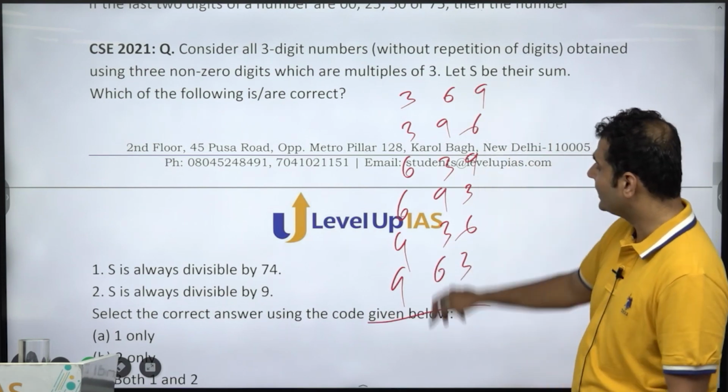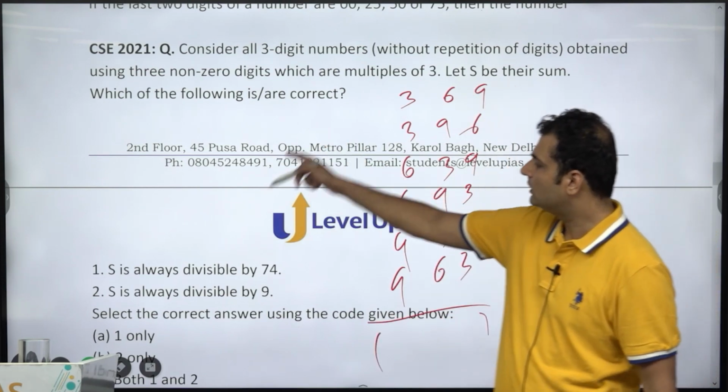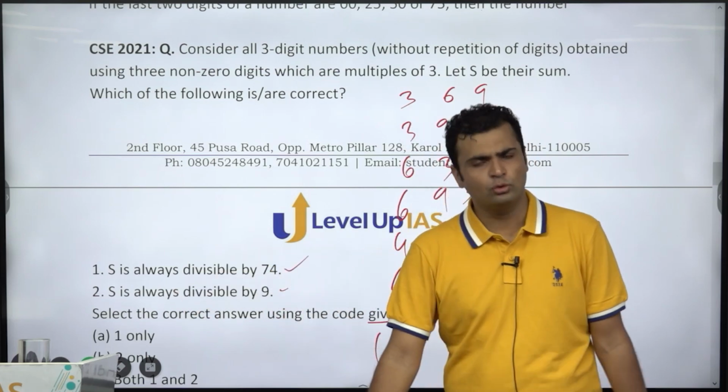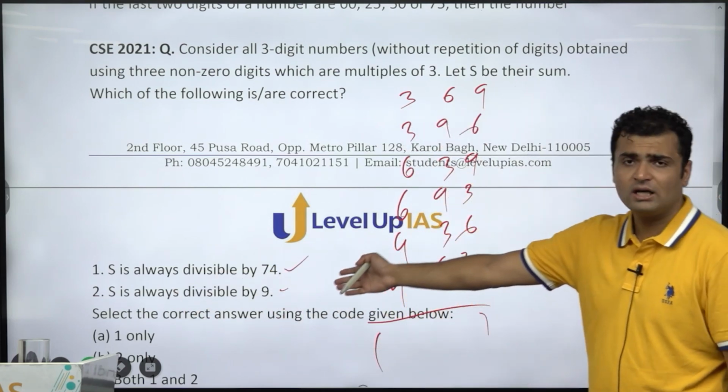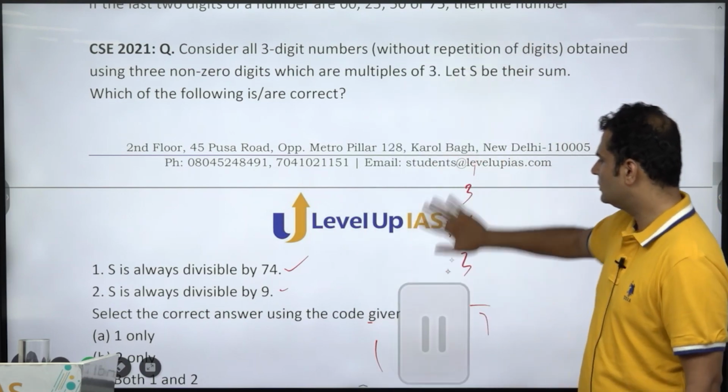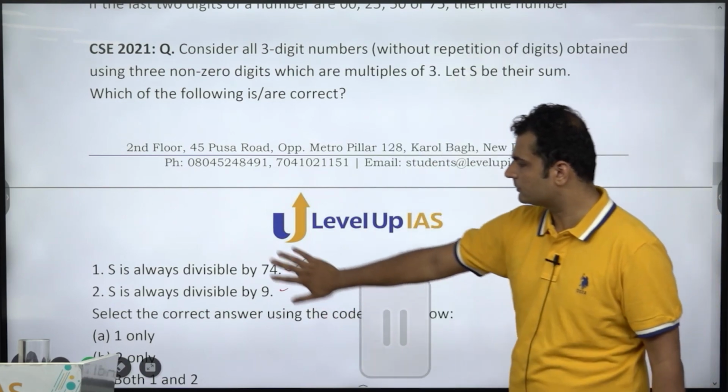So we add all of these, and whatever comes is s, and we have to check: is s divisible by 9, is s divisible by 74. Two things to check. You can directly check manually and answer accordingly. So just do it manually in this case.